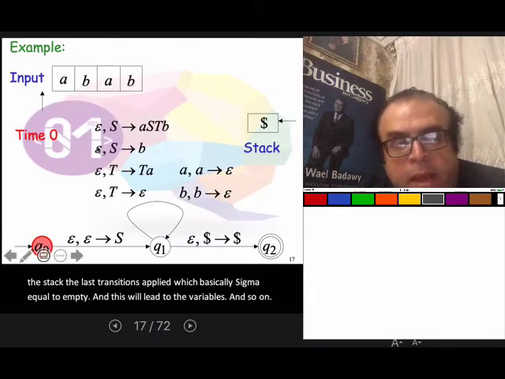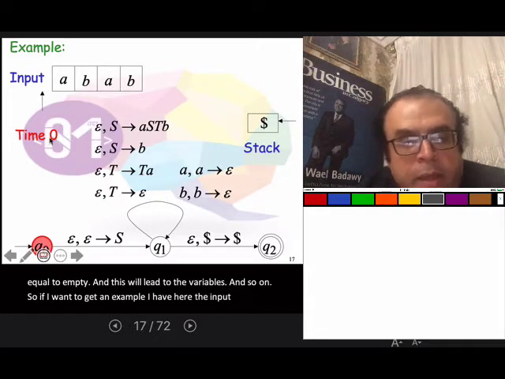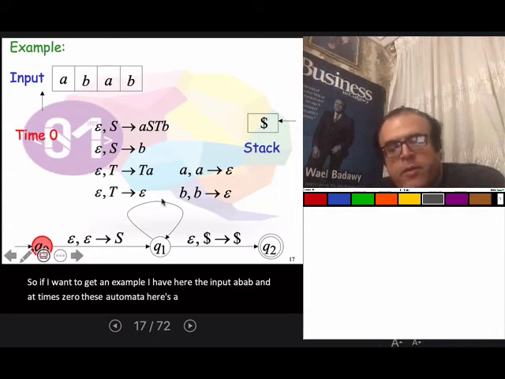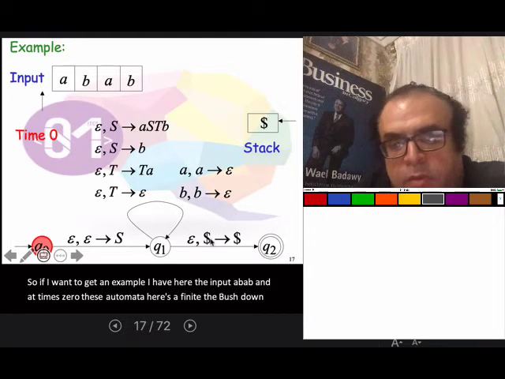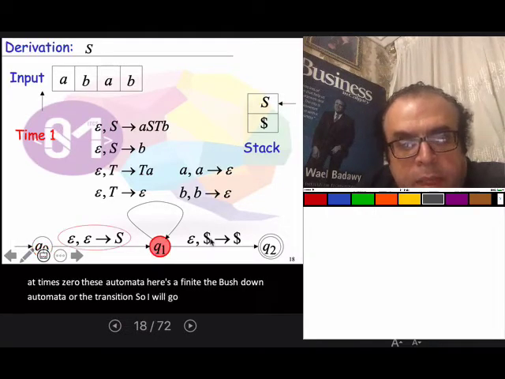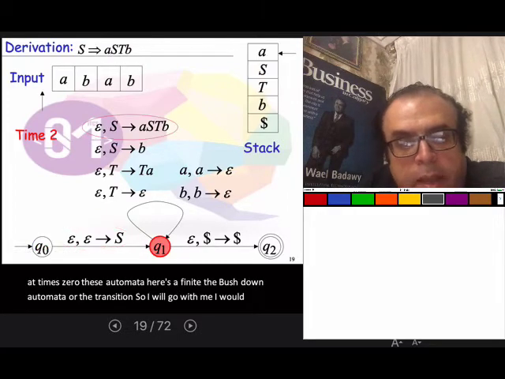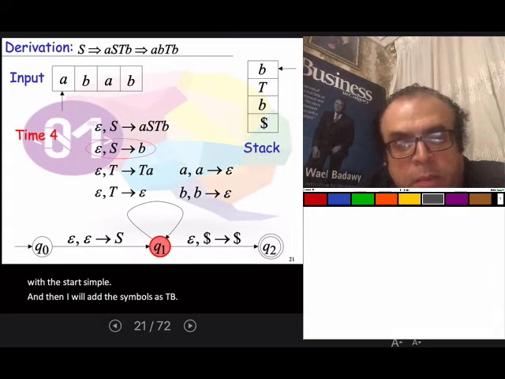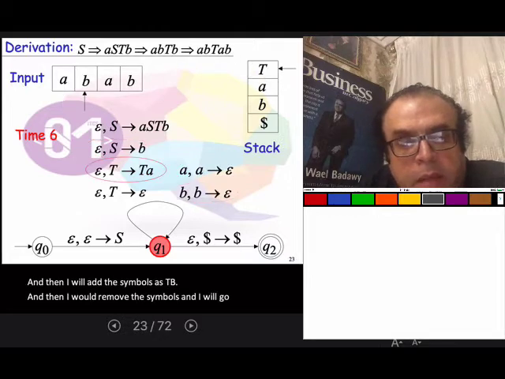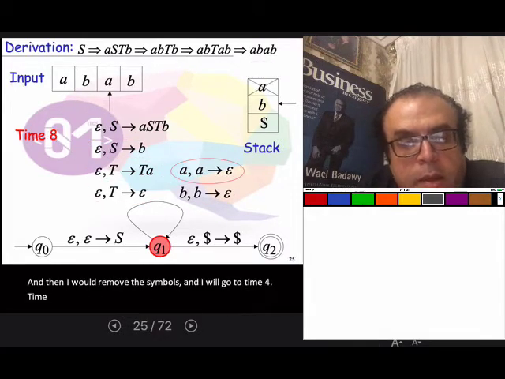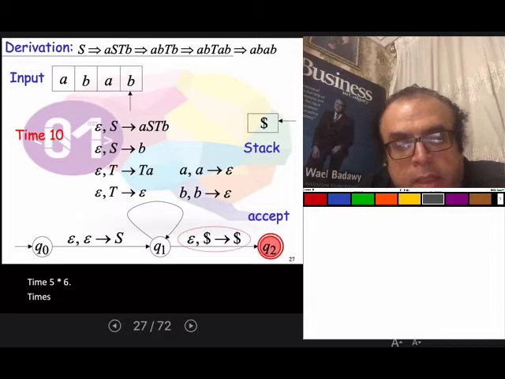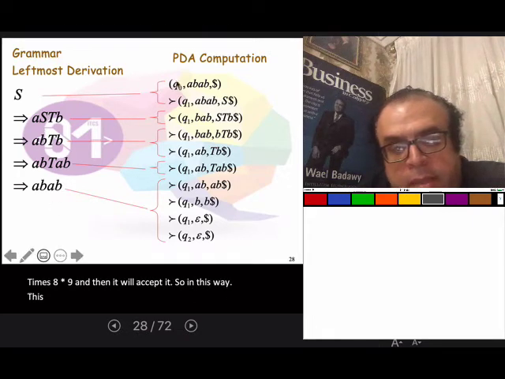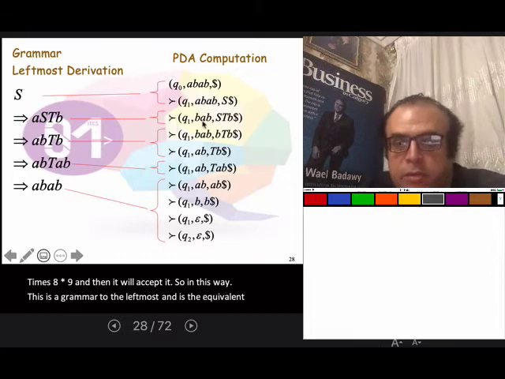So if I want to get an example, I have here the input AB, AB, and at time 0, this is the automata. Here's the finite, the pushdown automata, or the transition. So I will go with B. I will start with the start symbol, and then I will add the symbols A, S, T, B, and then I will remove the symbols, and I will go to time 4, time 5, time 6, time 8, time 9, and then it will accept it. So in this way, this is the grammar to the leftmost, and this is the equivalent computation or the equivalent translation of the computation.